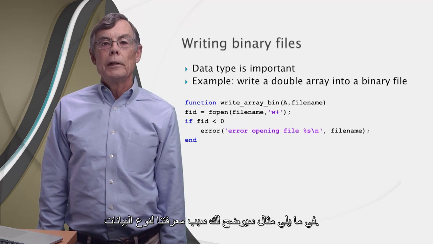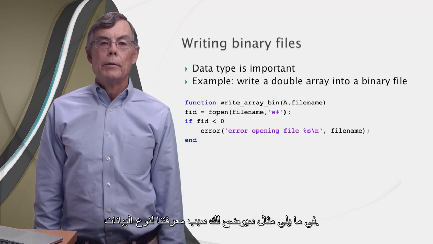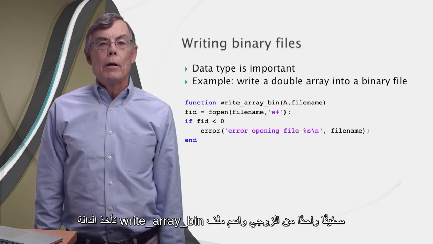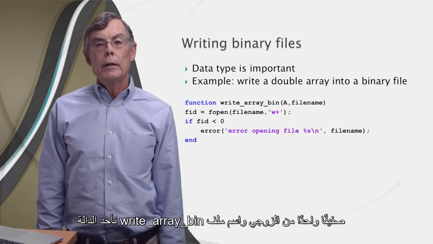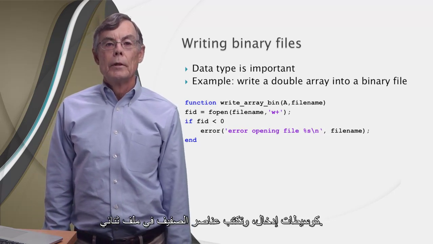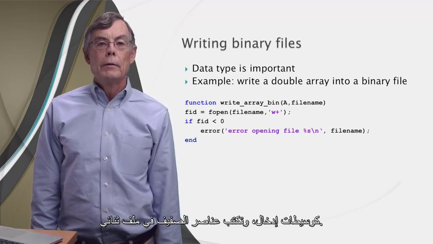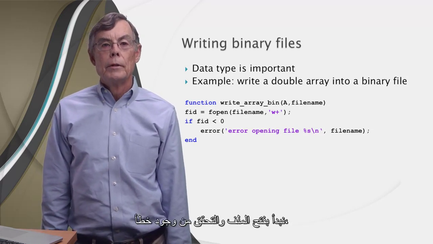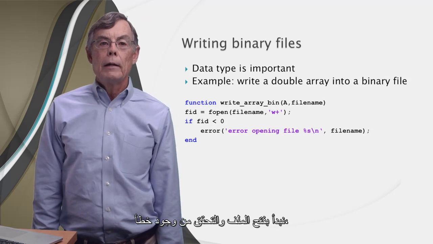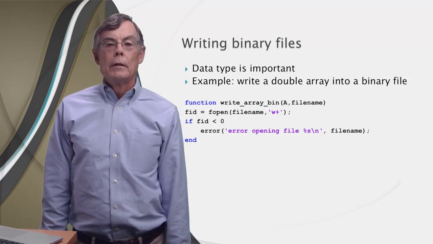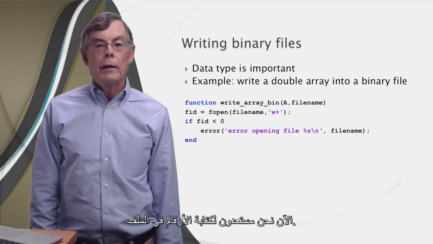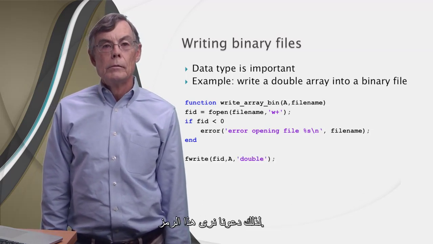Here's an example that'll show you why we have to know the data type. The write array bin function takes one array of doubles and a file name as input arguments, and it writes the elements of the array into a binary file. We start by opening the file and checking for an error as we did before with the text file. Now we're ready to write the numbers into the file, so let's see that code.